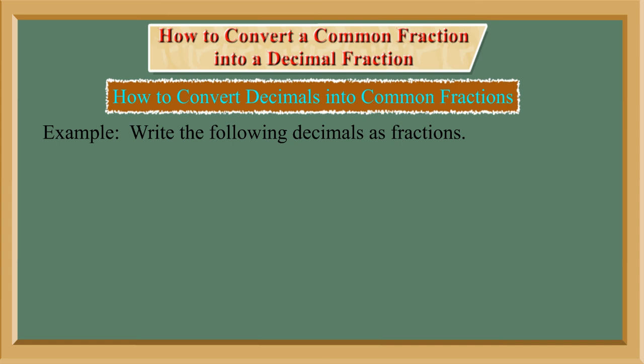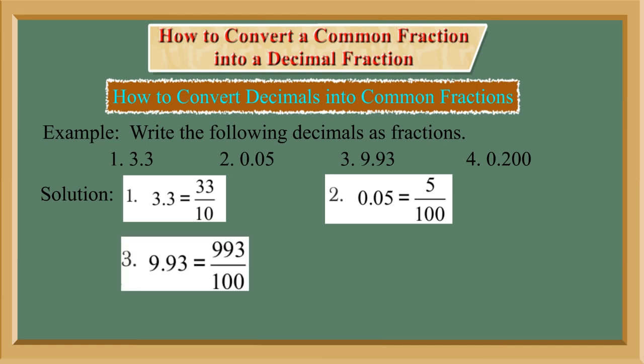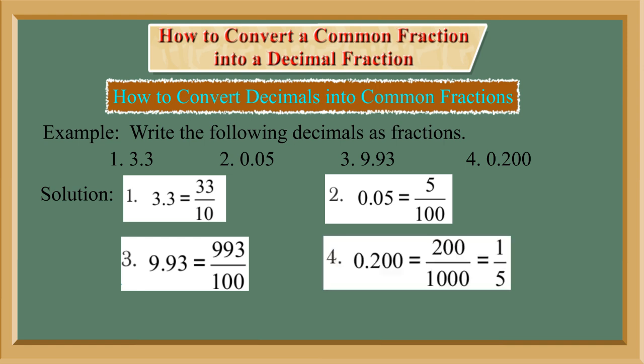Example. Write the following decimals as fractions. 1. 3.3. 2. 0.05. 3. 9.93. 4. 0.200. Solution. 1. 3.3 is equal to 33 by 10. 2. 0.05 is equal to 5 by 100. 3. 9.93 is equal to 993 by 100. 4. 0.200 is equal to 200 by 1000, which is equal to 1 by 5.